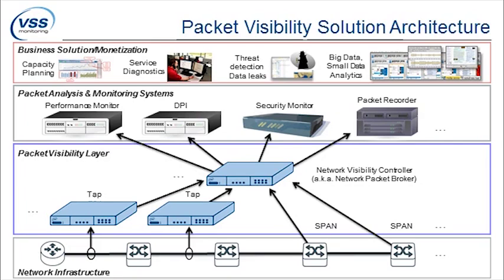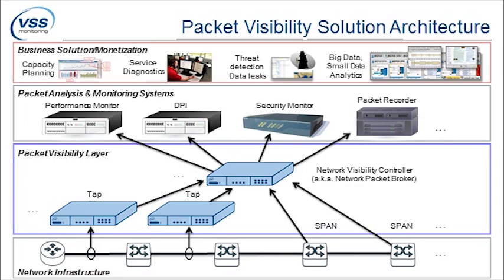So, when IT starts writing purchase orders for box A, B, and C, the purchasing and management sign-off people are asking themselves, we just bought this analytics application. Why do we need all this other stuff? Well, this is a really good diagram that shows why you need the other stuff.